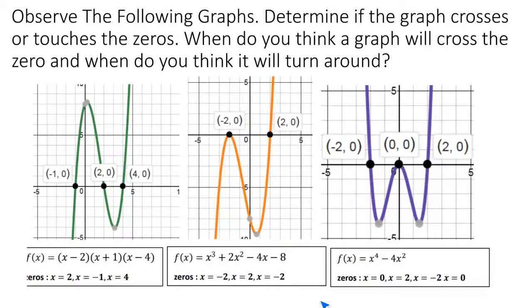And if we look at the purple, we have the same thing going on. We have zeros at -2, 0, and 2, but at the origin, we have a double zero. We have a double multiplicity, and if we did it algebraically, you could see that you're going to have two answers for x values for 0. Okay.